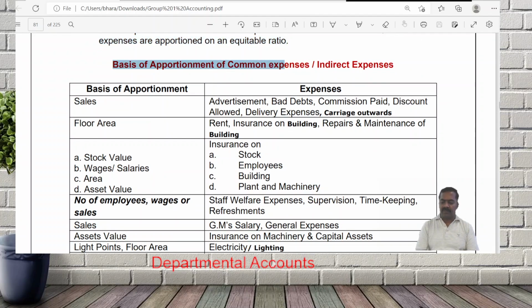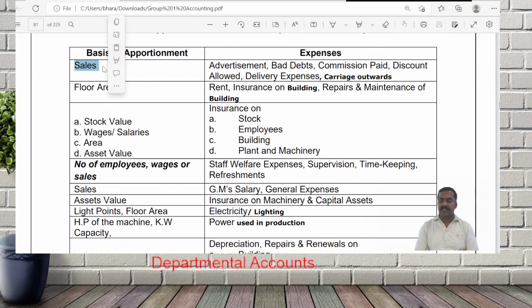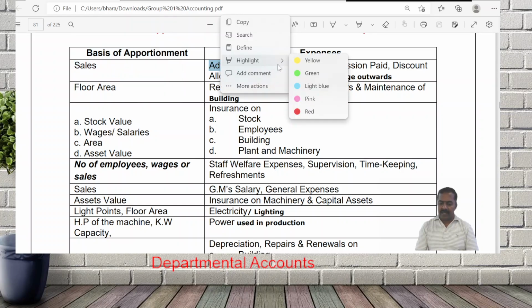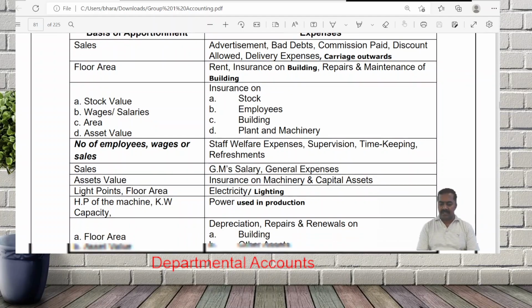I have given you some of the allocation of expenses. Based on sales, the expenses that can be apportioned are advertisement, bad debts, commission paid, discount, delivery charges, and carriage outwards. All these expenses are influenced by sales. May not be direct, but you can relate them.